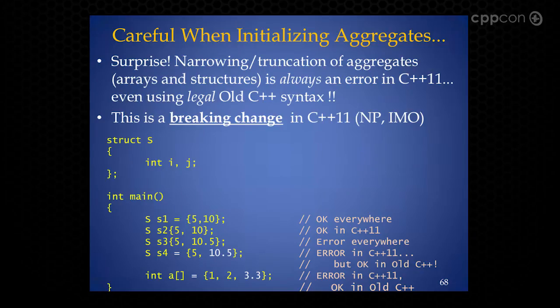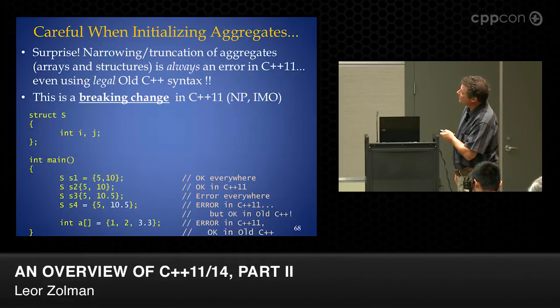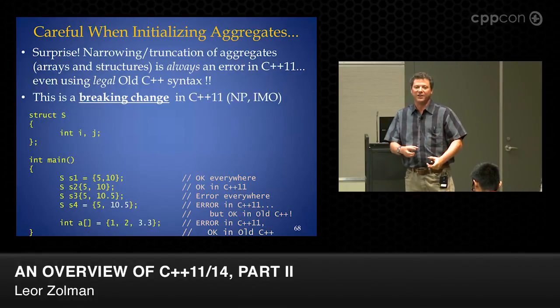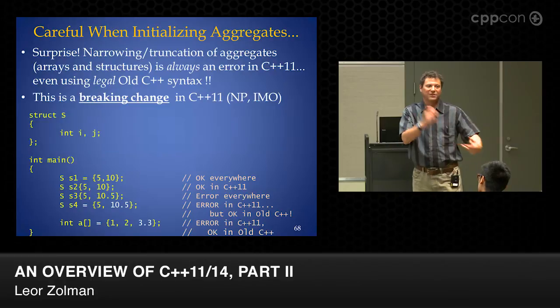I just used constants because it makes things go fast. But a lot of these things where there's constants can be variables, runtime values. Be careful when initializing aggregates. Remember, aggregates are C-like arrays and structs. There's some breaking changes involved here. Narrowing and truncation of aggregates is always an error in C++11, even if it's using syntax that was perfectly fine in C and in C++98.